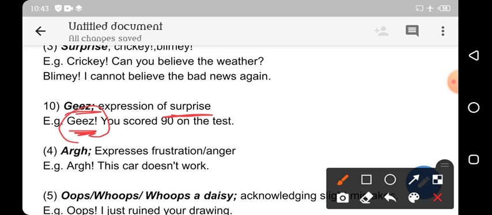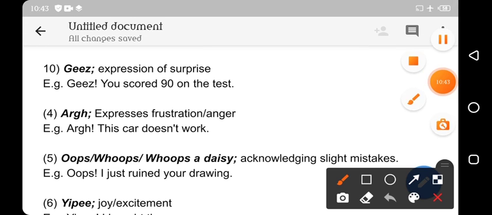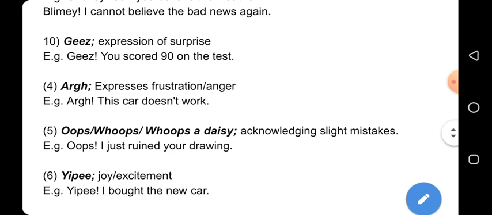All right. And then here is arg. Arg expresses frustration or anger. Frustration और anger को express करता है. Arg, this car doesn't work. So यहाँ पे ये feeling of anger बता रहा है कि ये कार खराब हो गई है, अब ये चल नहीं सकती. ये frustration आपकी show कर रहा है.